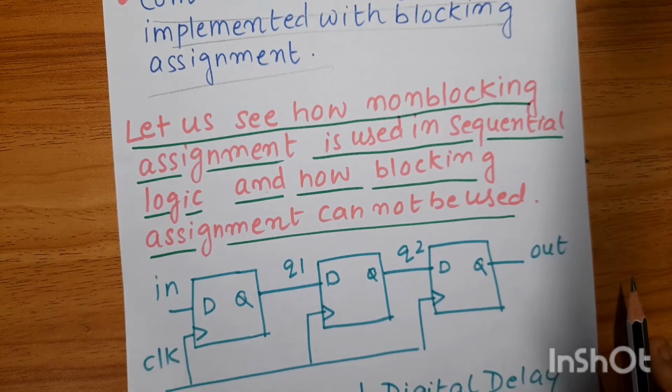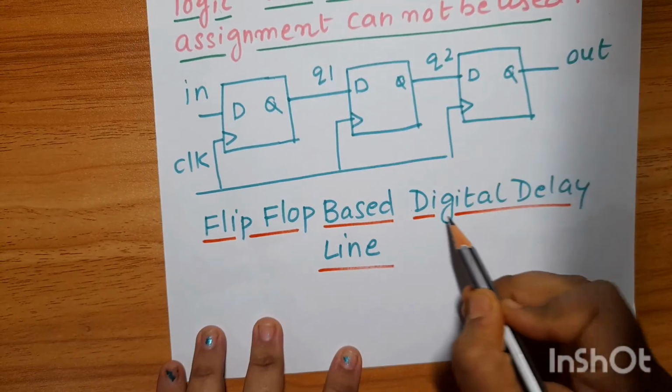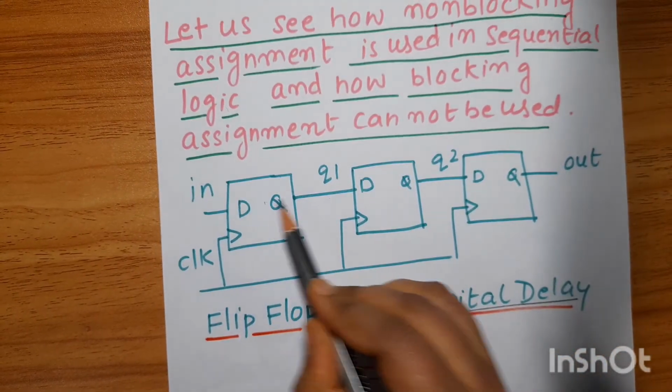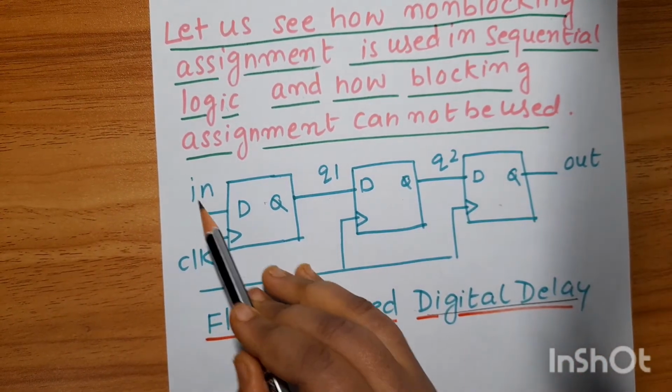Okay, here is a flip-flop based digital delay line. You see, these are the 3 D flip-flops. Here is the input.